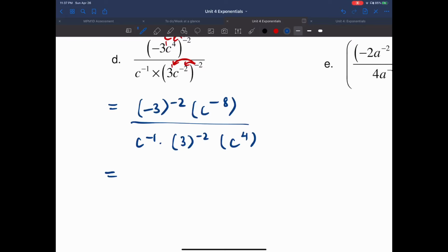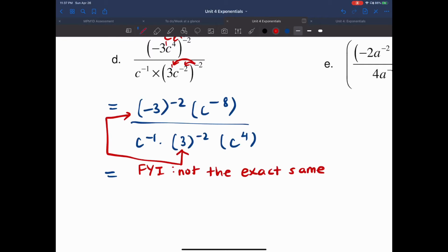So something to consider is that the 3 and the -3 do not consist of the same base. And so I don't want to combine them or use exponent laws in this case because they don't have the same base. I could only combine terms and apply exponent laws when it has the exact same base. So keep that in mind.